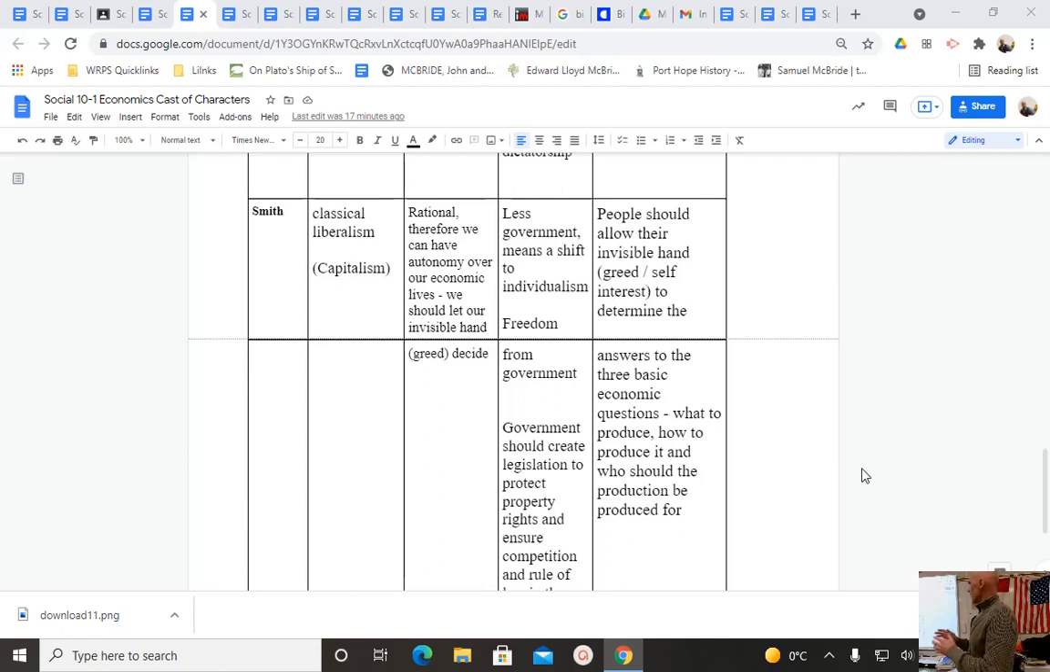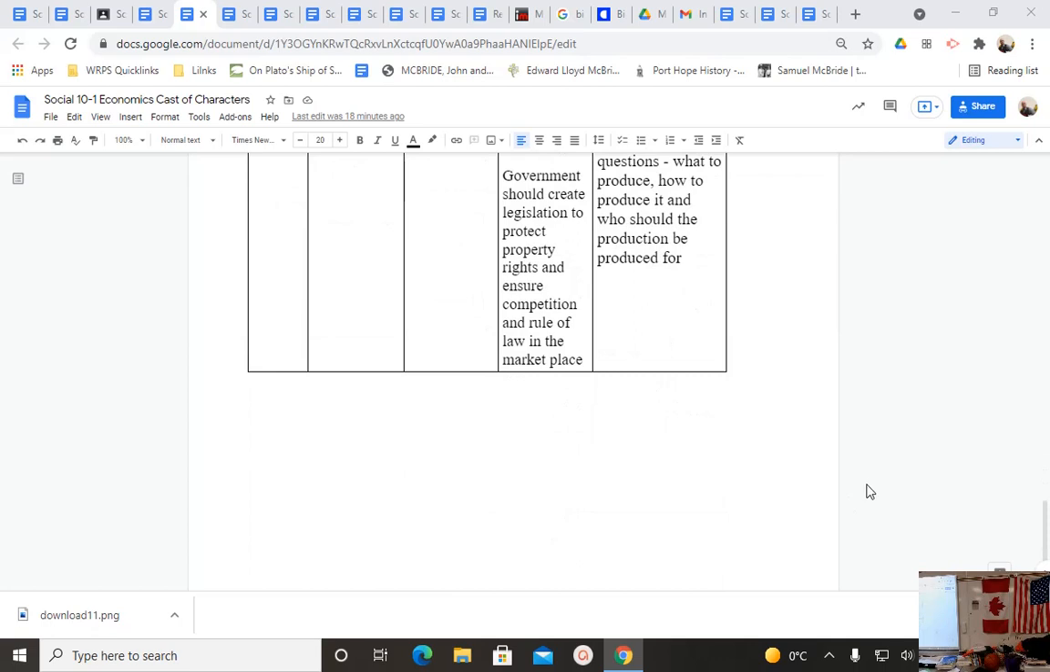So he said that in terms of the role of government, in a capitalist economy, the government should create legislation to protect business, so property rights. They should ensure that the rule of law governs the marketplace. So there needs to be laws in the marketplace in terms of making sure there's not a lot of criminal presence, that it's safe to go to the marketplace. But aside from that, government needs to keep their hands off.